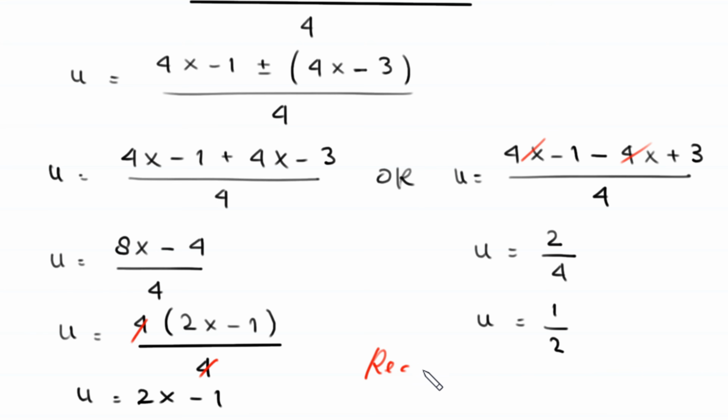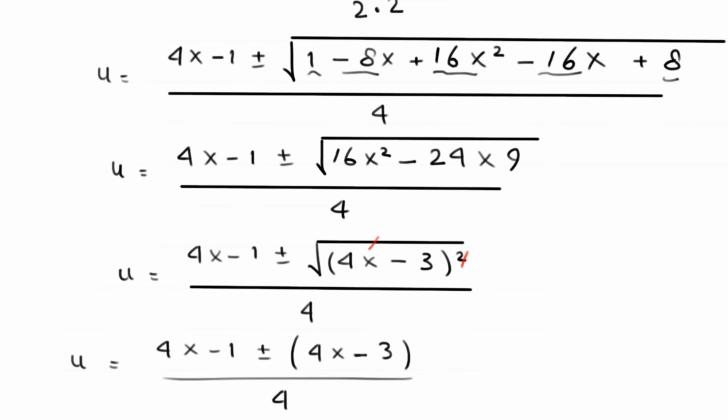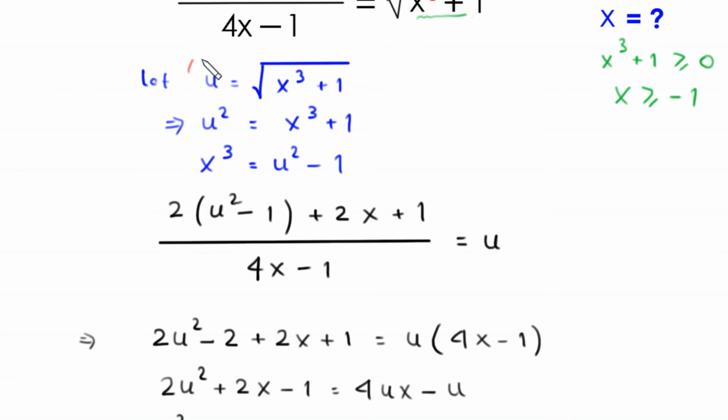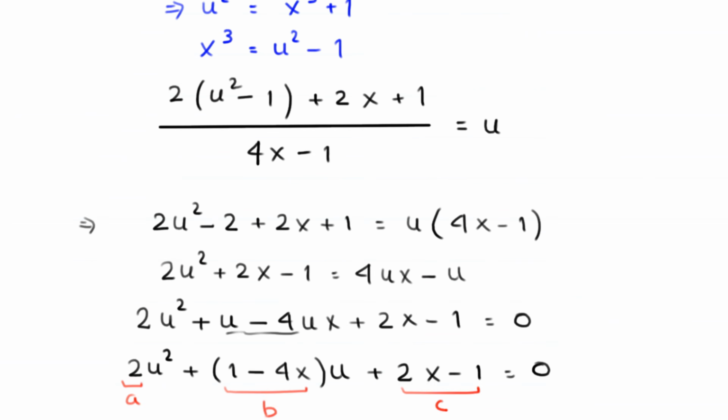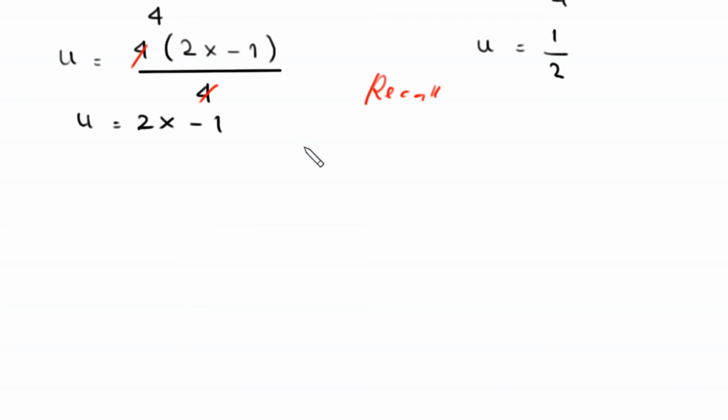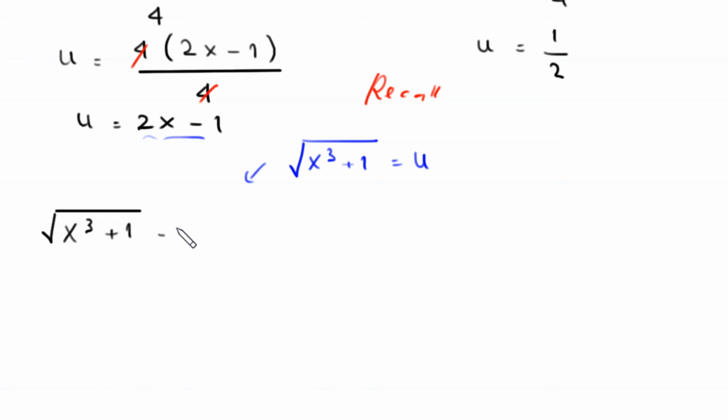Now recall that we have supposed that u is equal to square root of x cubed plus 1. We have supposed that the square root of x cubed plus 1 equal to u. So when u is 2x minus 1, then this will become the square root of x cubed plus 1 equal to 2 times x minus 1.